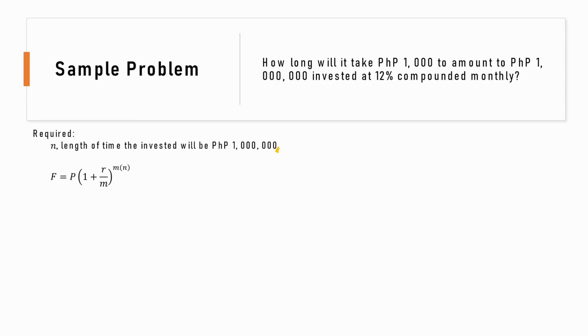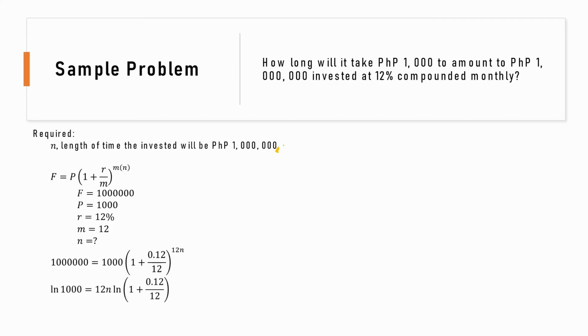So formula natin, F is equal to P multiplied sa 1 plus r over m raised to m times n. So yung F is equal to future worth na gusto mong makuha is 1 million. Yung present worth mo or yung investment, 1,000. Tapos yung r, so 12% nga, yung nominal rate of interest. Tapos yung m, number of compoundings per year, so 12. Hanapin natin yung n. So substitute natin sa equation. So 1 million is equal to 1,000 multiplied sa 1 plus 0.12 over 12 raised to 12 times n.